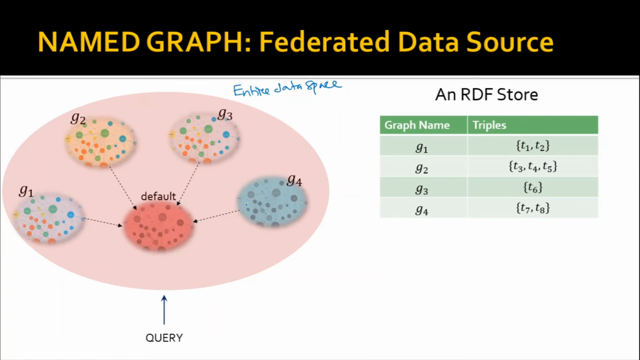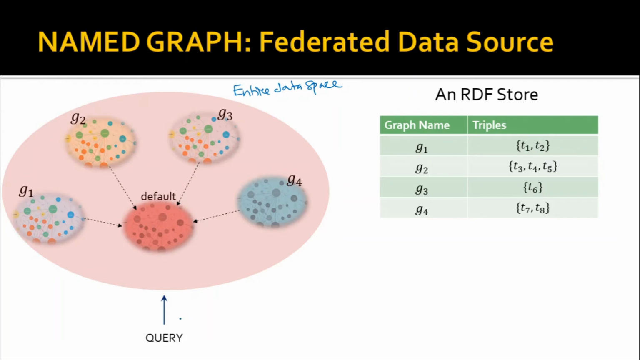For example, I provided an example in the last class that if you are trying to create a data set in the sports domain, you can create a data set related to cricket in one graph, related to football in another graph, and for other sports in other graphs, right?